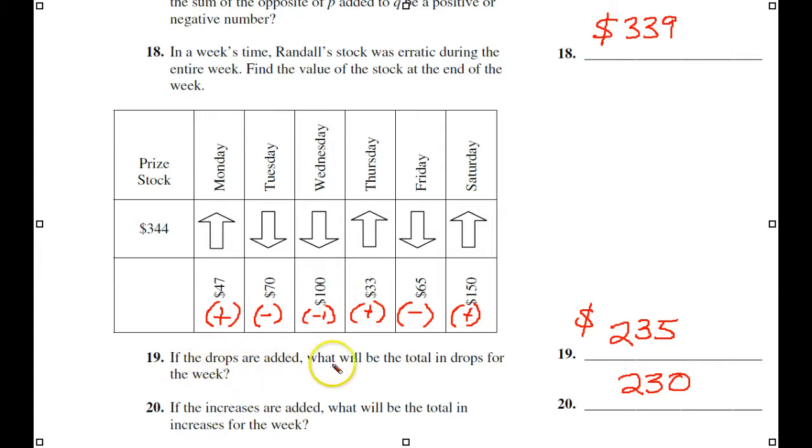If the drops were added, what would be the total in drops for the week? Just add your negatives. That gives you that. And here you add your positives. So again, the line going up indicates positive, the line going down negative, and we've kept this one under 10 minutes too.